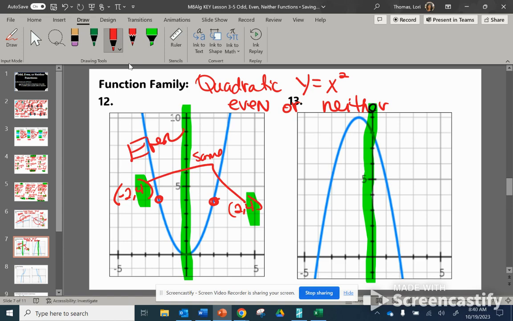We can see here that if we were to fold the graph along this line, it would not be symmetrical. So this is neither.